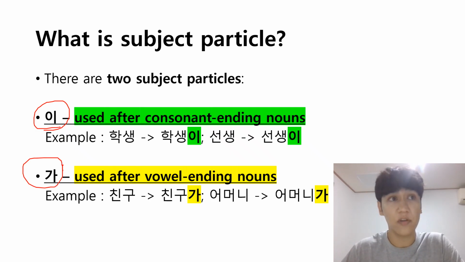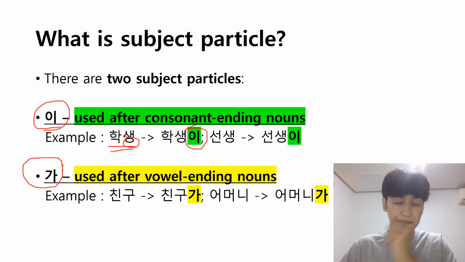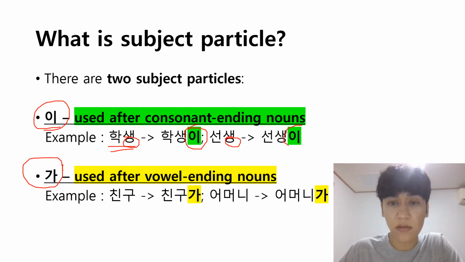So 이, we use it after consonant-ending nouns. For example, we have an example here, 학생, right? You have to look at the final consonant. That is ㅇ, so that's a consonant. So that's why we use 학생이, 학생이. Next word, it has the same consonant ㅇ, so we use the same subject particle 이, 선생이, 선생이.